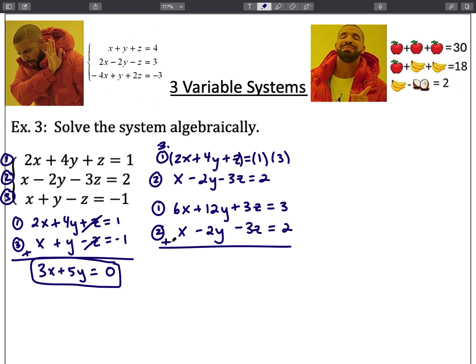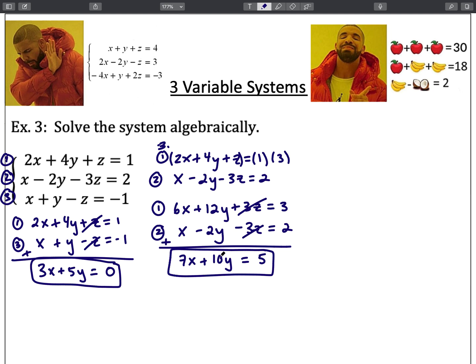Let's start with the x's. 6x plus x is 7x. 12y minus 2y is 10y. And then positive 3z and negative 3z cancel out. If we add 3 plus 2, we have 5. So in this case, again, we didn't have a solution for one specific variable, but you can throw a box around it, and we can say that that's a good place to start.